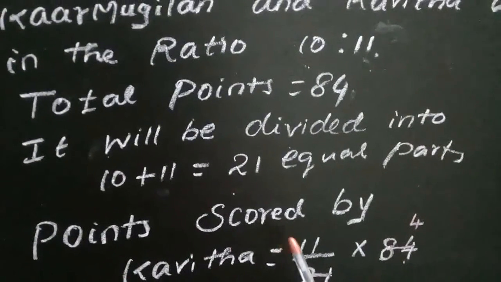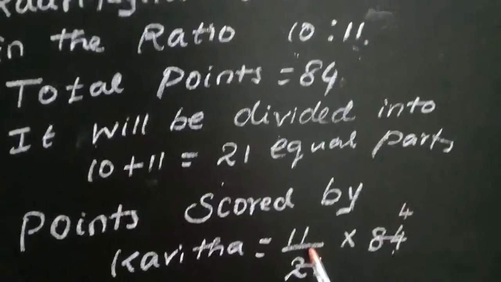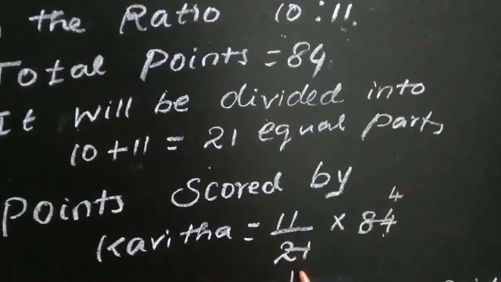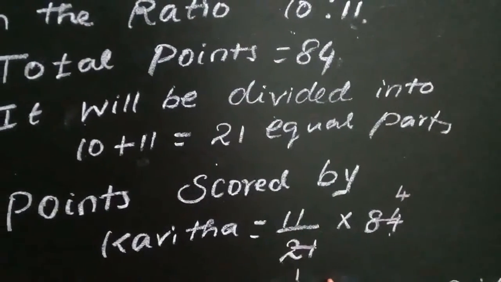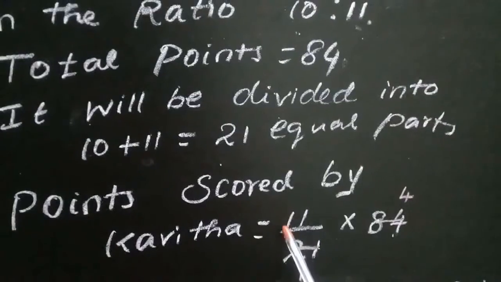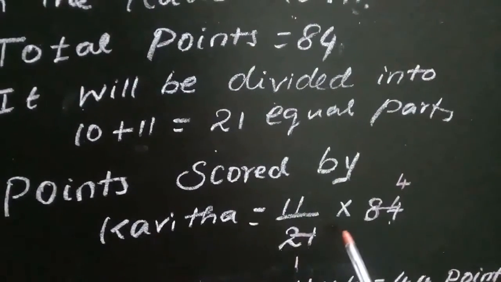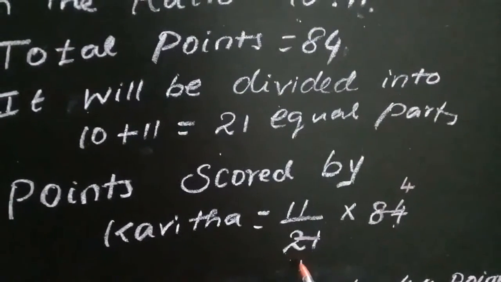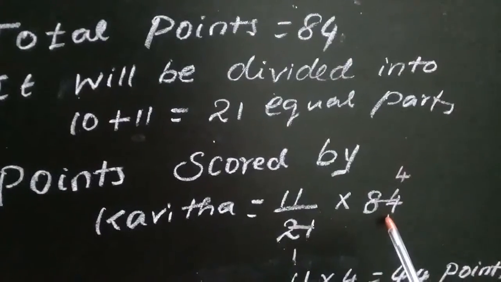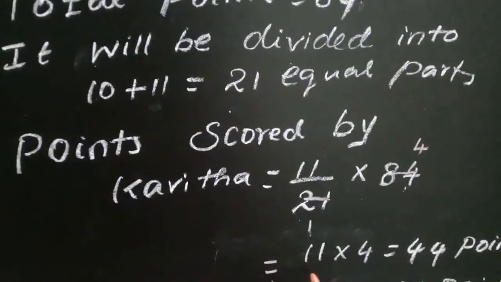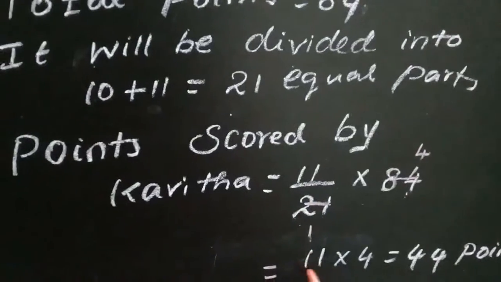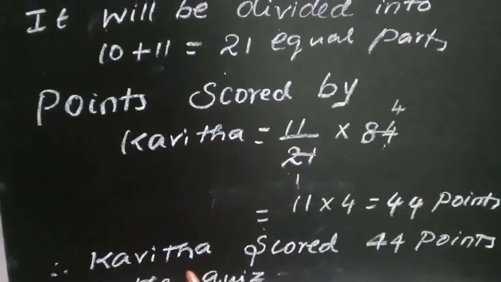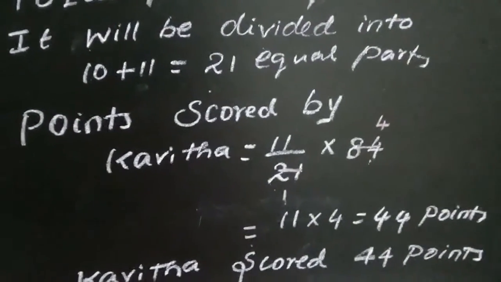So points scored by Kavita equal to 11. Kavita's score is 11 divided by 21, as the total number of equal parts is 21. So out of 21 she scored 11. So 11 divided by 21 into total points 84. In the 21 table, 21 ones are 21, 21 fours are 84. The remaining number is 11 in the numerator, 11 into 4. 11 fours are 44 points. Therefore Kavita scored 44 points.